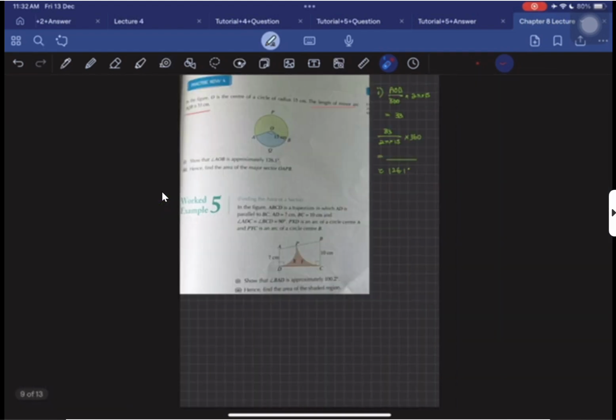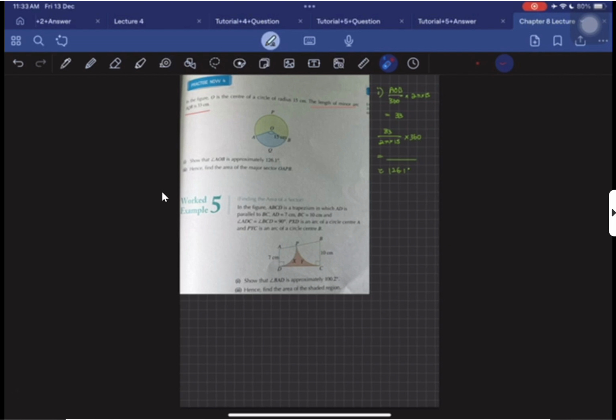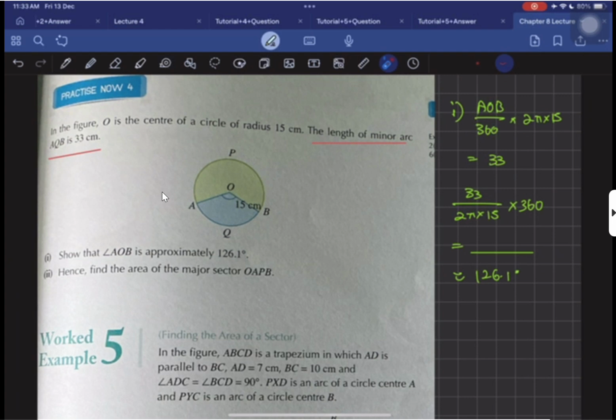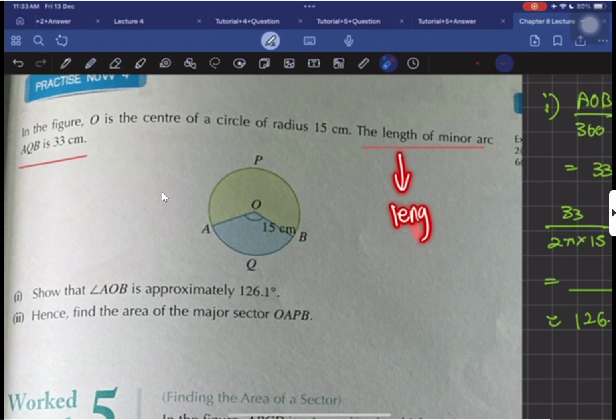It's almost the same concept. So now let's look at two questions. You are given this diagram, and the question is asking you to show angle AOB. Do note that normally we are given the angle, and then we are told to find the length of a minor arc. But in this case, the arc length is given, and they ask you to find the angle. So same concept, just need to work backwards.